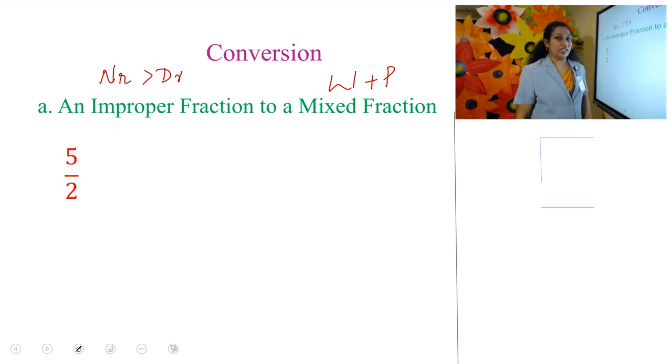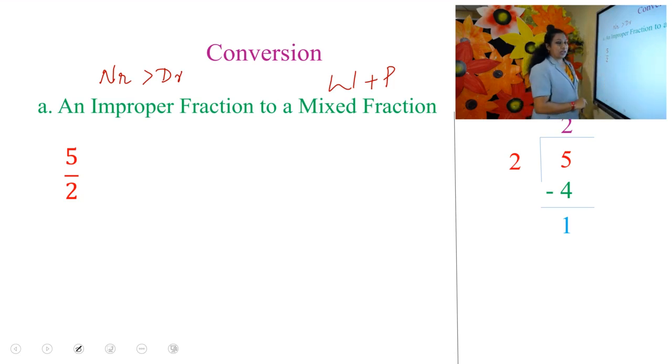So, how will you convert it? The first step is, when you get 5 by 2, we will divide the numerator by the denominator. That is 5 divided by 2. How many times will 2 go in 5? 2 2s are 4. So 2 into 2, 4. 5 minus 4, 1. Now you got the division. That is the first step.